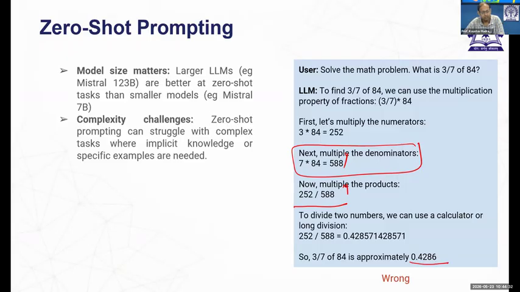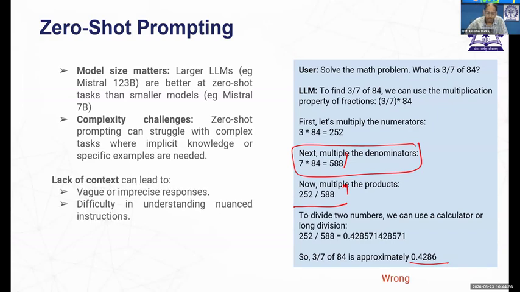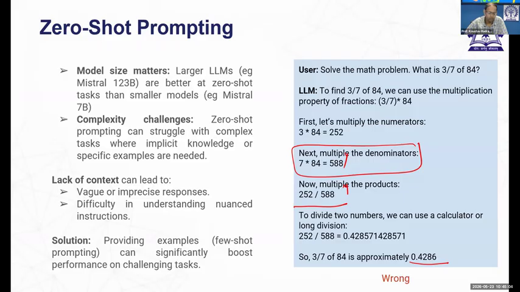So then what is the observation here? Zero-shot prompting can struggle with complex tasks where implicit knowledge of the specific examples is needed. Okay. So during the pre-training process, LLMs may not be familiar with this kind of mathematical reasoning problem, so it is not able to generalize the task well for the user. Lack of context can lead to vague or imprecise responses, and difficulty in understanding nuanced instructions. And what is the solution in that particular case? Providing examples, it could be few-shot prompting, can significantly boost the performance on challenging tasks.